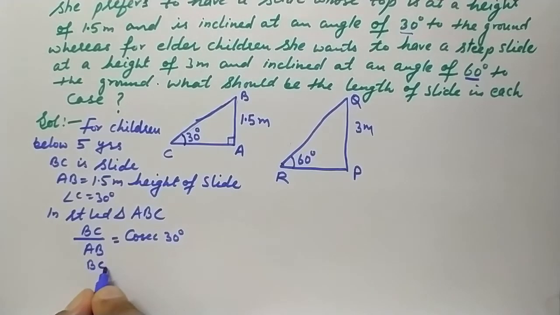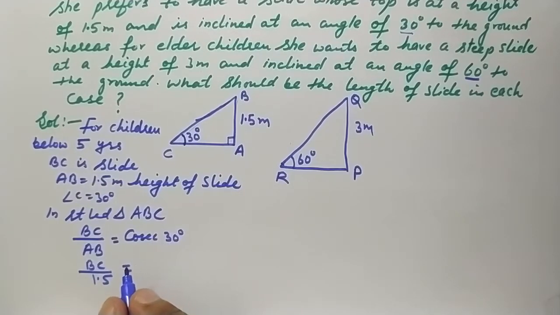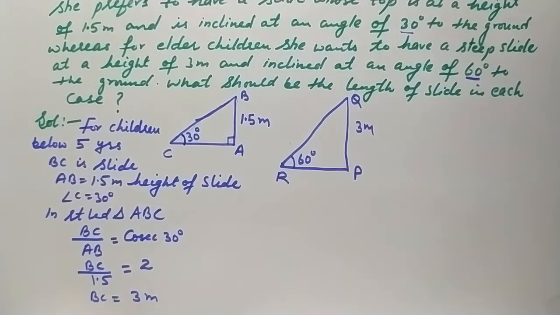So BC over AB, AB is given 1.5. Now cosecant 30. You know sine 30 is 1 by 2, so the reciprocal of sine 30 is 2 over 1, that is 2 only. So BC is equal to, cross multiply, 1.5 into 2, which is 3 meter. So the length of the slide for the children below the age of 5 years is 3 meter.